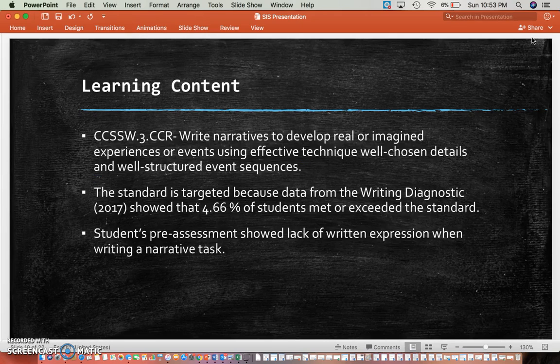The learning content specifically focused on the writing standard, where it says write narratives to develop real or imagined experiences or events using effective technique, well-chosen details, and well-structured event sequences. This standard is targeted because the data from their writing diagnostic in 2017 showed that 4.66% of students met or exceeded the standard. Their pre-assessments, of course, showed lack of written expression when writing a narrative task, so that is why I am specifically focusing on that problem.